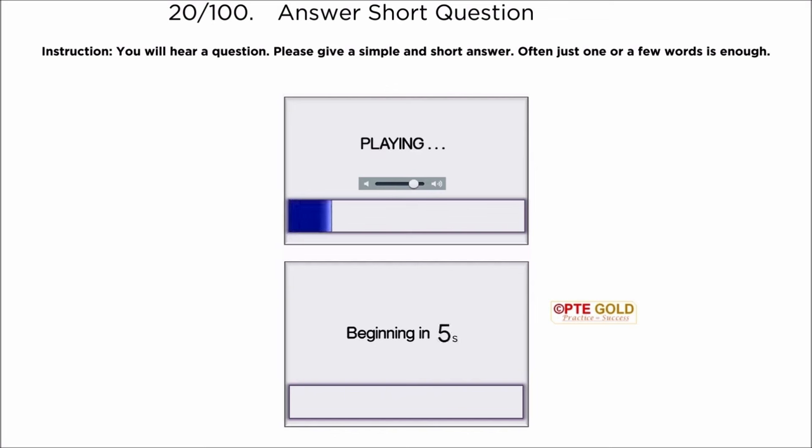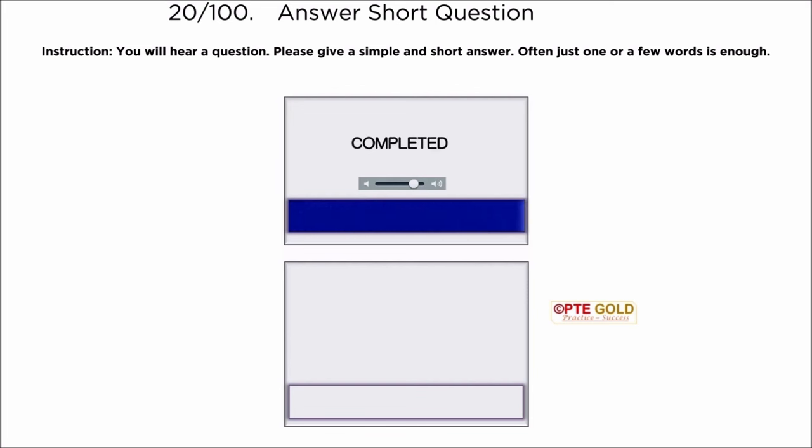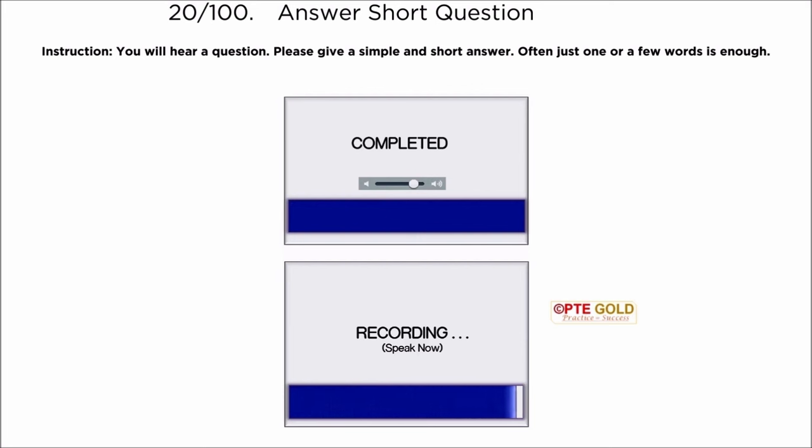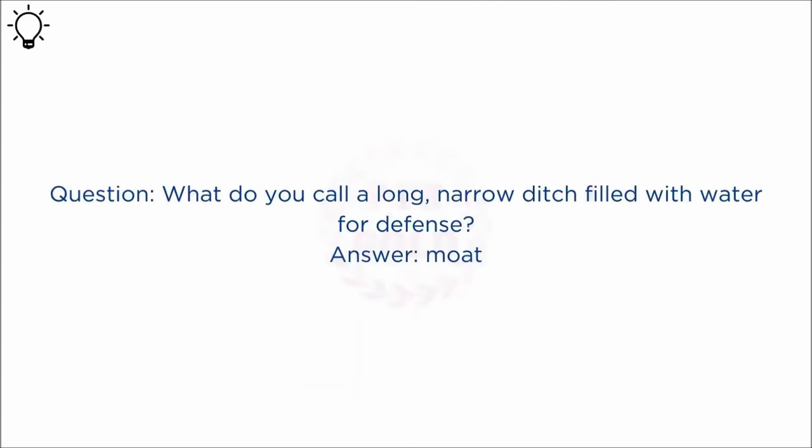What do you call a long, narrow ditch filled with water for defence? Moat.